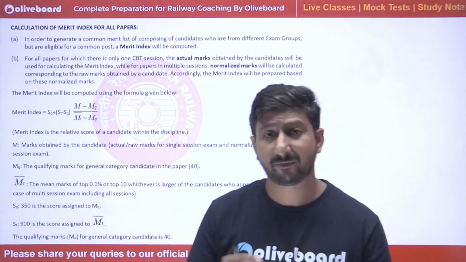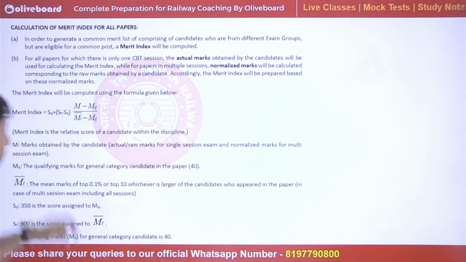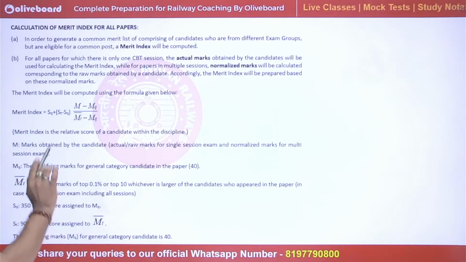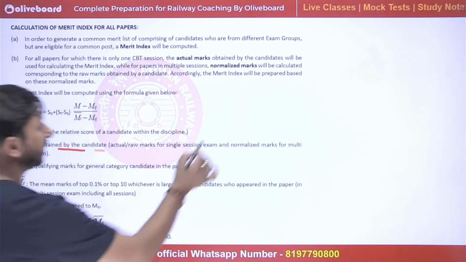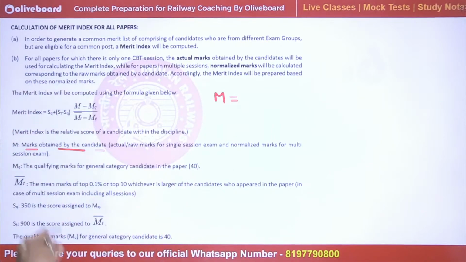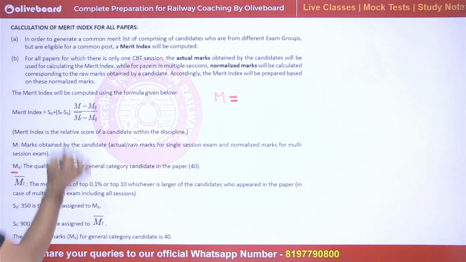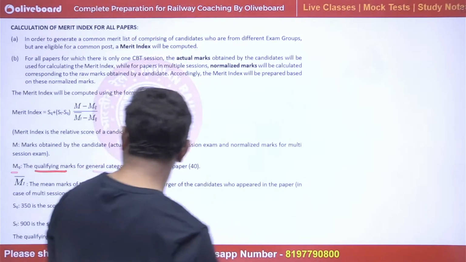Now we will see how it is calculated, sir. So this is the formula. It is very clear that M is the marks obtained by the candidate. This M is the marks obtained by the candidate, the actual marks of a candidate. Another is MQ. MQ is the qualifying marks for the general category.